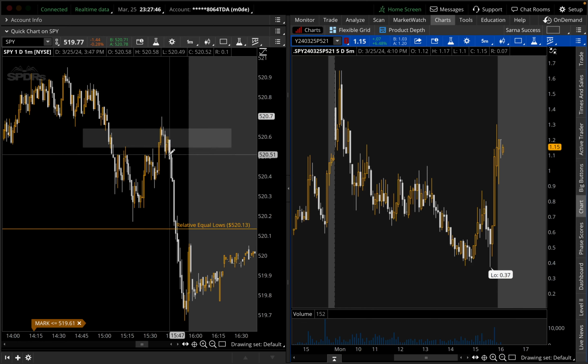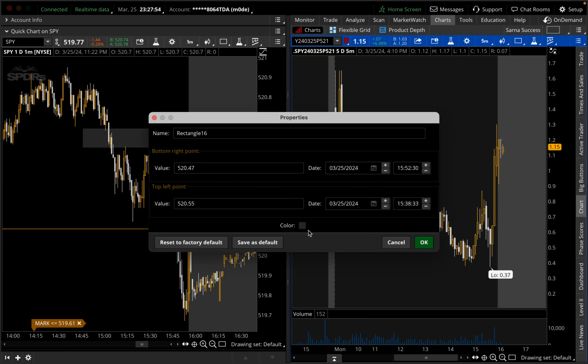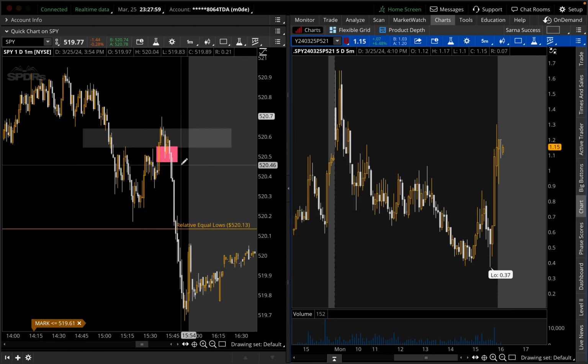The entry came at 348, and the reason for this and my confluence in this trade was this inversion fair value gap right here that I'll make. Let's make this like a pink color so it's pretty easy to see. As soon as this 1 minute bullish gap got voided and inverted, I took the 521 puts, and let's focus on the contract chart.